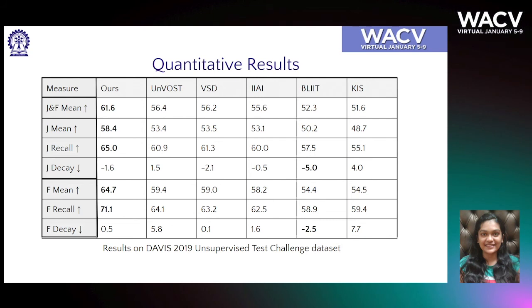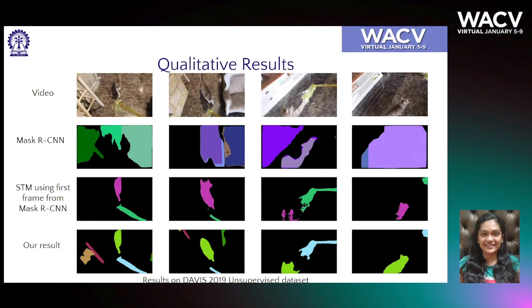The table shown here has the quantitative results on the DAVIS 2019 test challenge dataset. We achieve state-of-the-art performance with a J&F mean of 61.6%. Here are some qualitative results on the DAVIS dataset. It can be seen that depending only on Mask Gaussian mask for every frame is not correct as they're very noisy. This example shows how online selection of mask results in better mask propagation as compared to using only STM on the first frame.